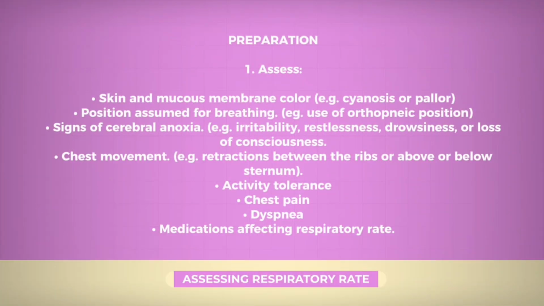Preparation. Assess skin and mucous membrane color such as cyanosis or pallor. Position assumed for breathing such as use of orthopneic position. Signs of cerebral anoxia such as irritability, restlessness, drowsiness, or loss of consciousness. Chest movements such as retraction between the ribs or above or below the sternum. Activity tolerance, chest pain, dyspnea, and medications affecting respiratory rate.